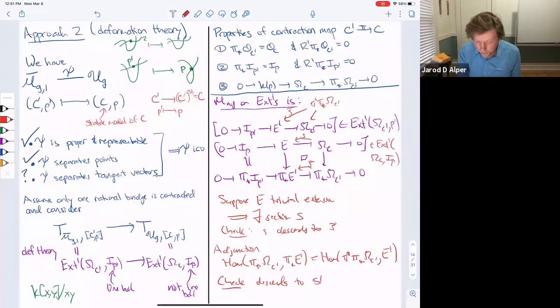I'll say S prime. And therefore E prime is also trivial. Again, there's a lot of details to check, but just a different set of details from the first approach. But this is what I want to cover today. So I'm going to stop the recording.